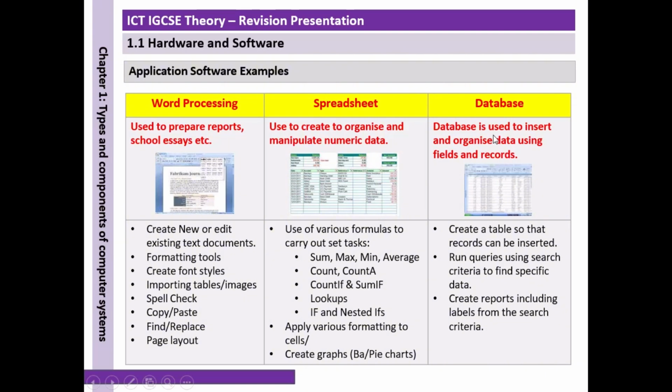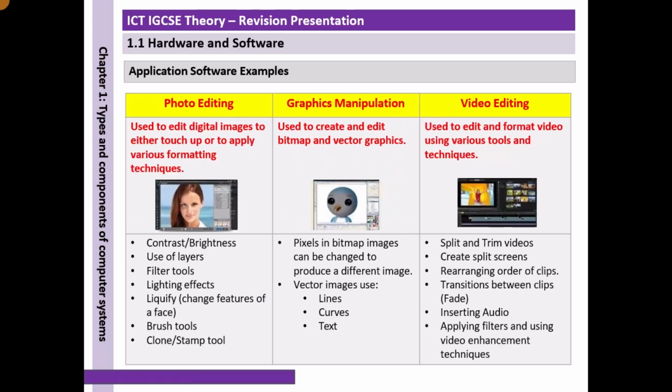Database: used to insert and organize data using fields and records. To create a table so that records can be inserted. Run queries using search criteria to find specific data. Create reports including labels from the search criteria. So these things are normally used for specific organizations. Many organizations use database. Many organizations use spreadsheet. Many organizations use word processor to accomplish specific tasks.